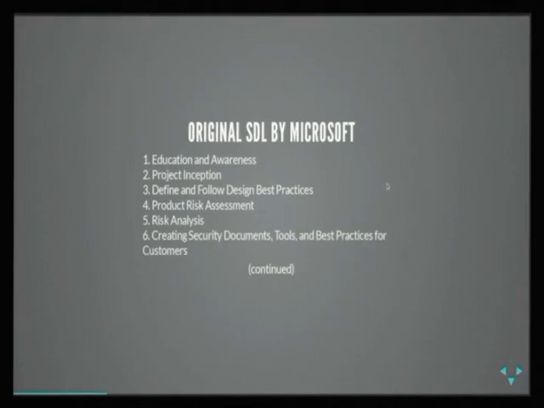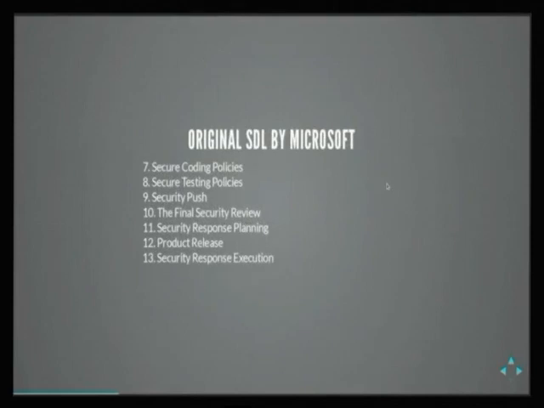So the original SDL by Microsoft, this is the outline, basically. It starts with the education. So before we even start writing any program, we need to educate our developers in security, and we need to define best practices and create the risk analysis, create the secure coding policies, and so on. So the structure is based on a timeline of the development cycle, and they describe the security in each of the phases.